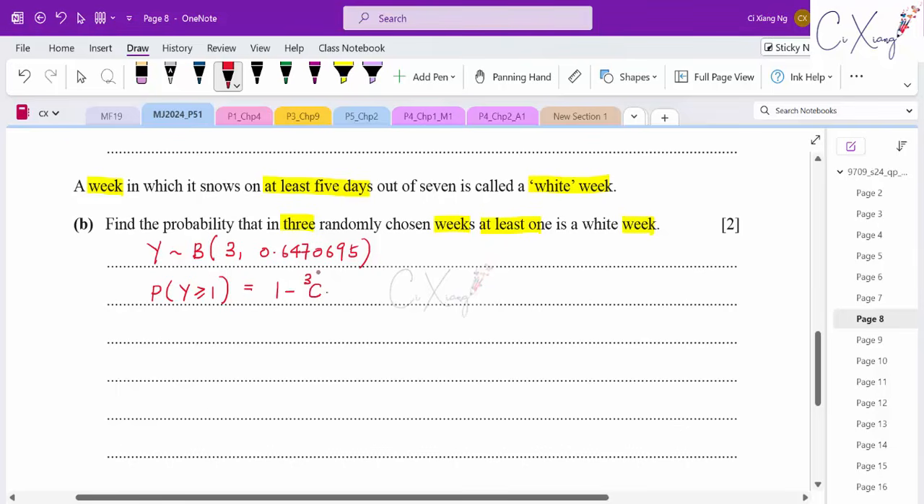So 3C0, nCr, then p to the power 0, and then q to the power 3. Okay, so from here I'll be getting this. Also a long value. Only after that do I cut it short to 3 significant figures, and by right, you should have this value as the final answer.